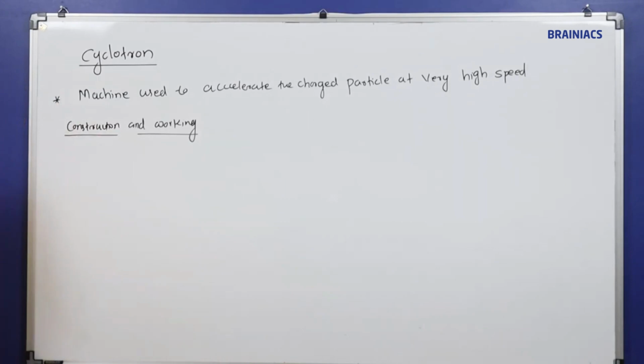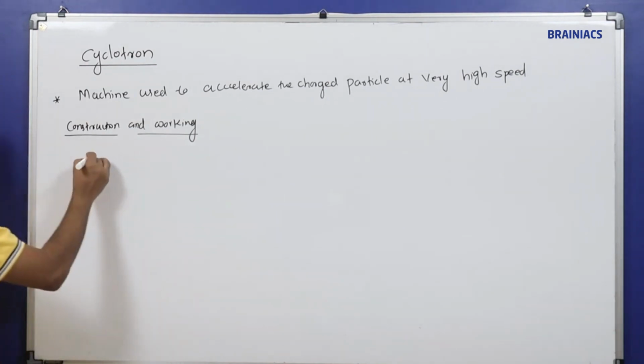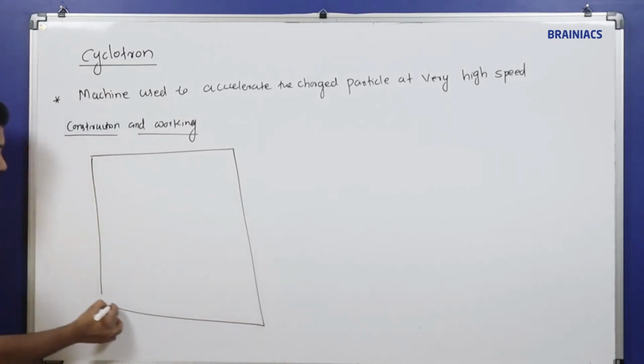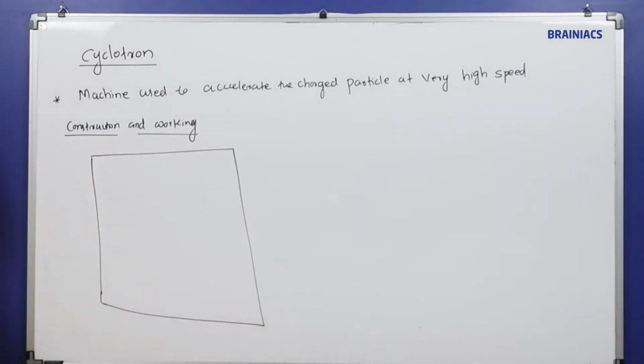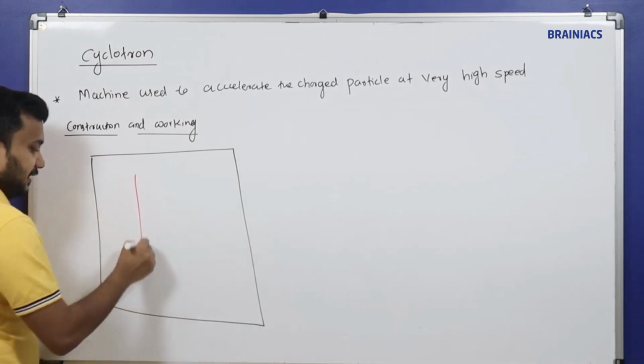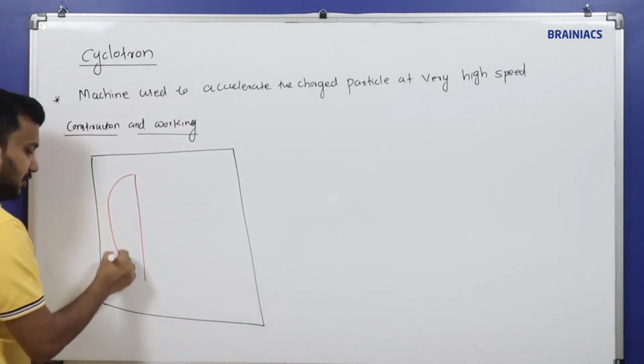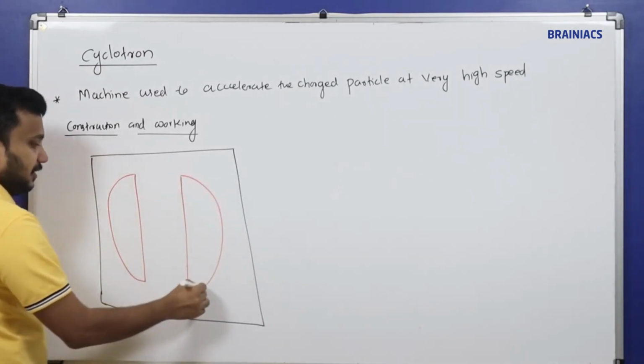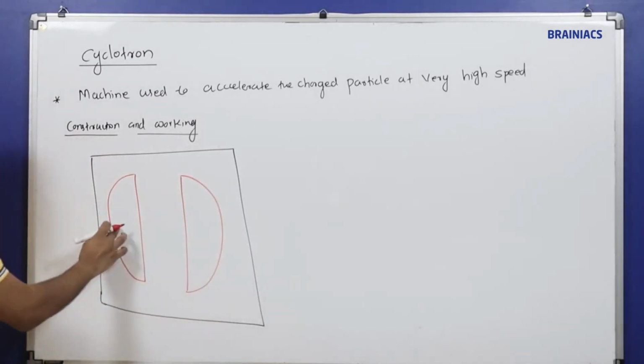Okay, so the cyclotron, as I told you, is a machine, a device. Let's have the diagram first. This is a chamber, a closed path, and it consists of electromagnets which we call Ds. Ds means the shape is called a D-shaped structure. That's why it is called Ds. Two Ds will be there.